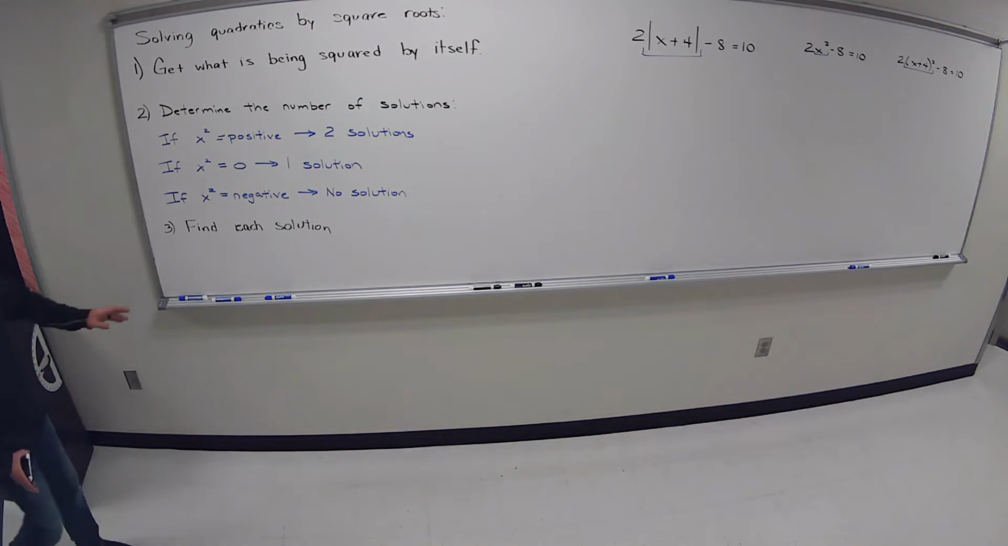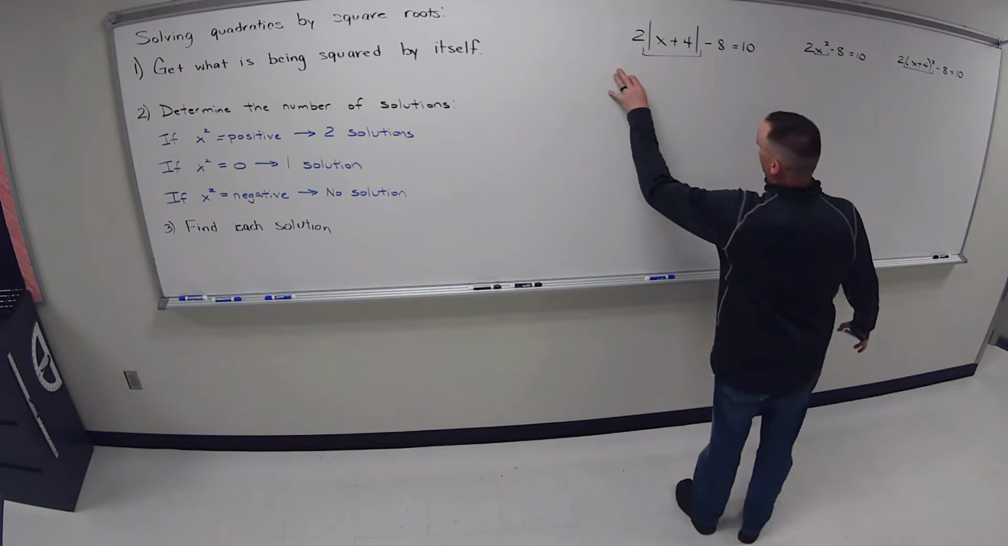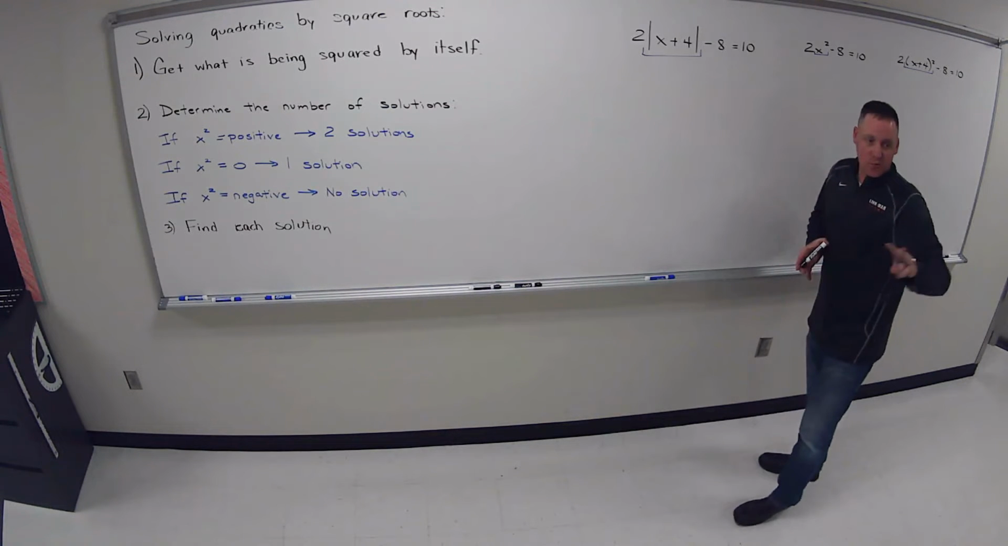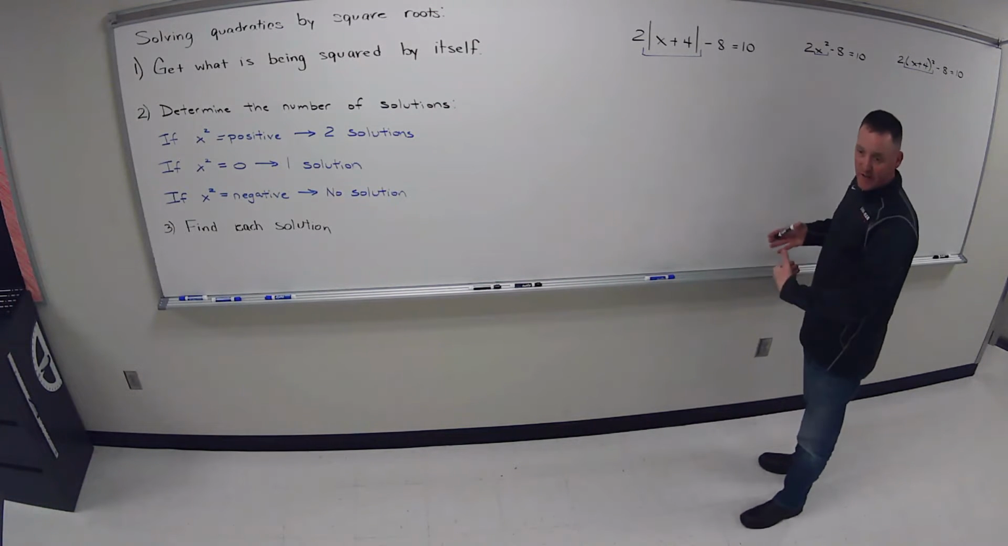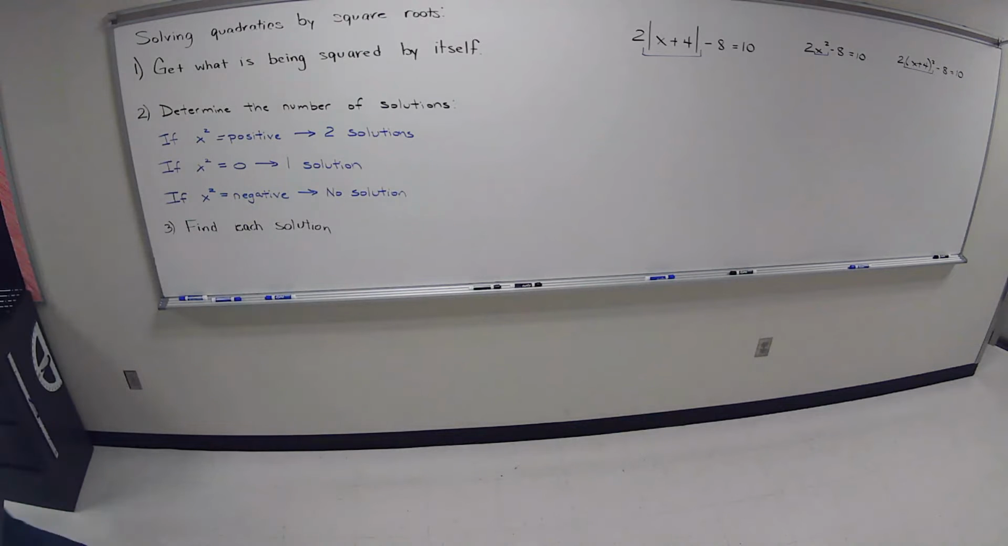Okay? It's kind of like, again, back to this absolute value idea. We add 8, divide by 2. We determine the number of solutions, which in this case would be 2, and then you find them both. Okay? That's what you're going to need to do, is you're going to need to find both solutions, or one solution, or two solutions as we move on. Okay? All right.